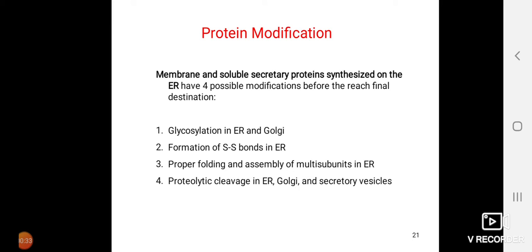The first change which is going to take place is the glycosylation of the protein. If the protein is going to be a glycoprotein, then there will be addition of sugar units. It happens within the endoplasmic reticulum and Golgi complex, and simultaneously there will be formation of disulfide linkages within the endoplasmic reticulum, carried out by the disulfide isomerase enzyme, in order to link two different subunits to form intra or interchain disulfide bonds.